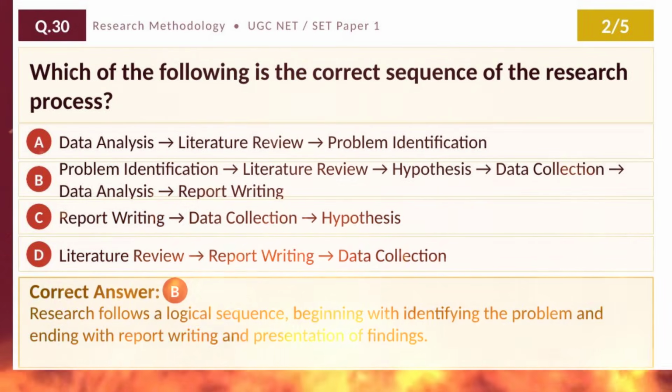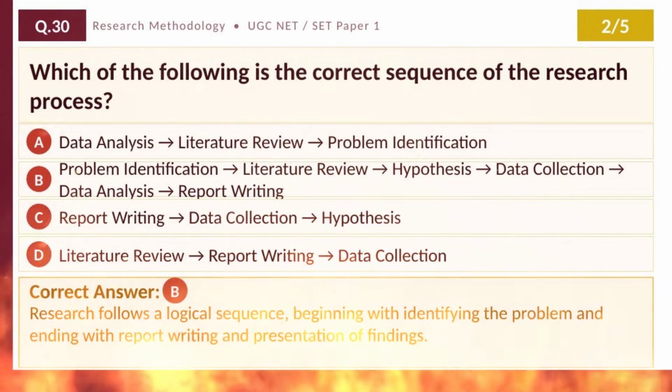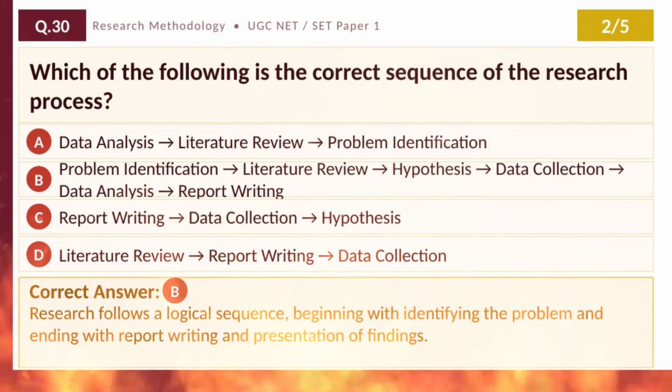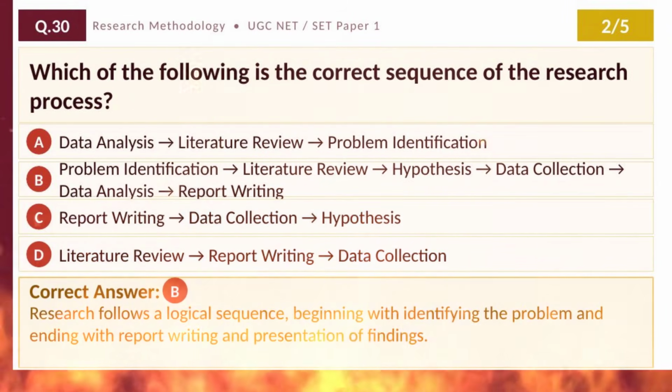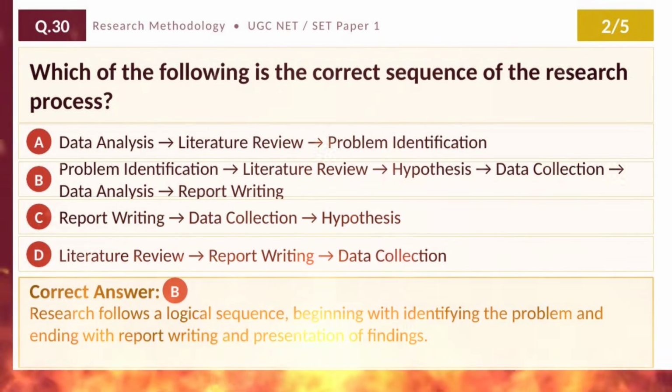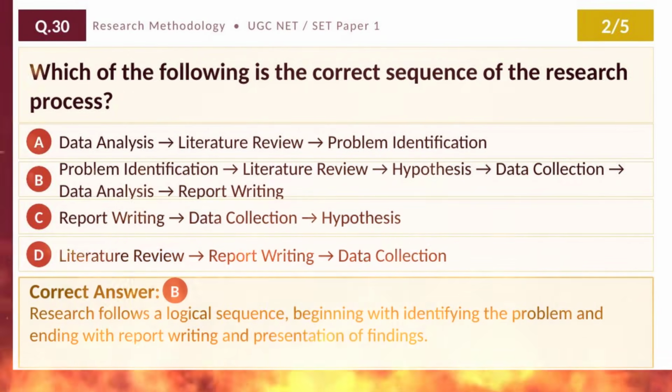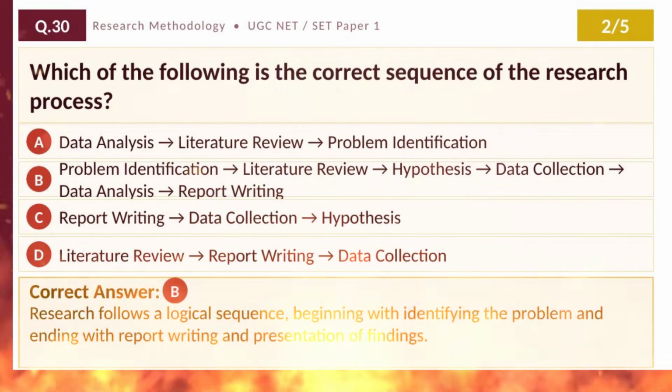What is the correct sequence of the research process? The standard logical flow begins with problem identification, moves to literature review, hypothesis formulation, data collection, data analysis, and concludes with report writing. Following this structured pathway ensures scientific rigor, reproducibility, and clarity across your entire investigative study.